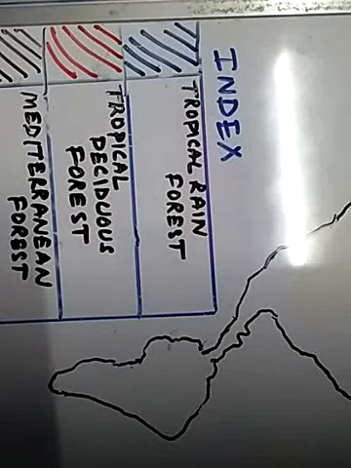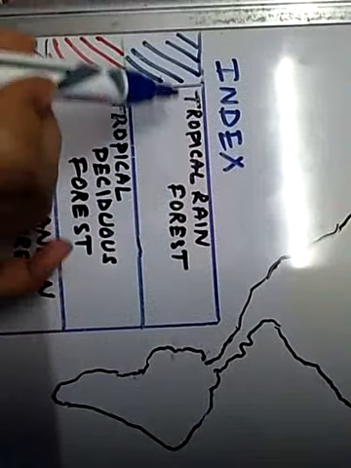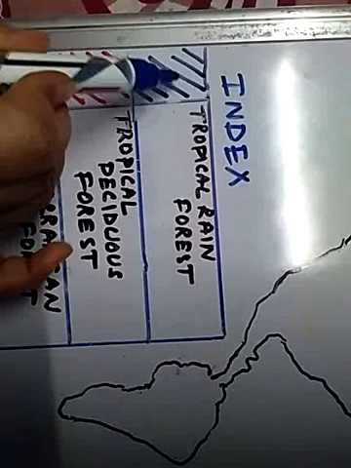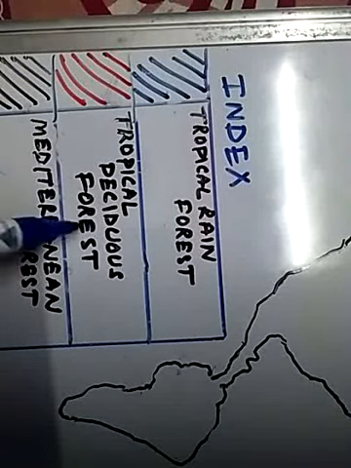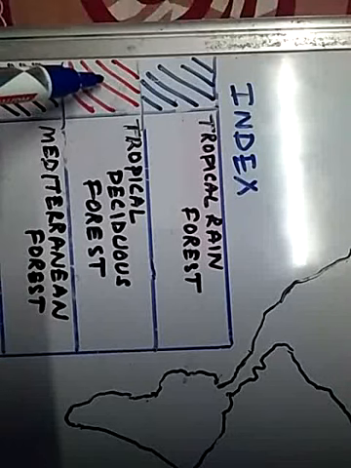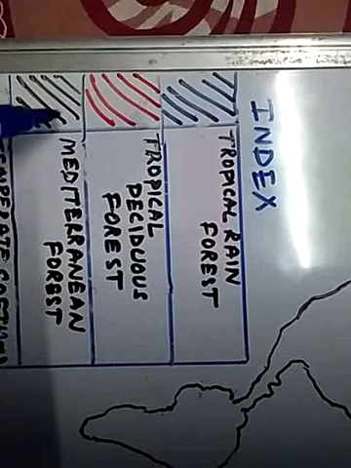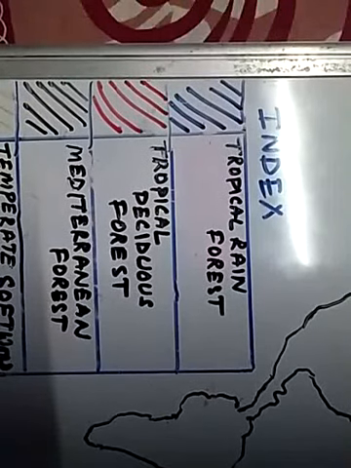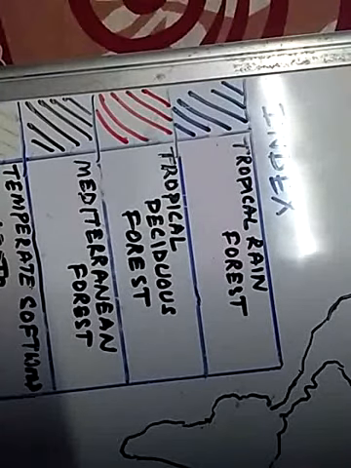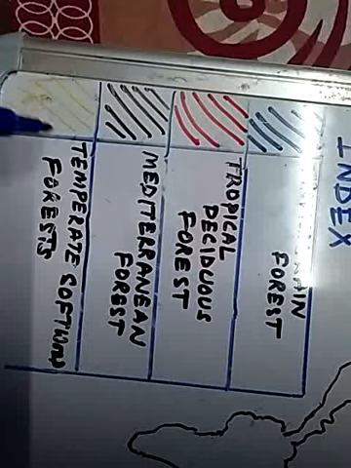First of all, prepare an index. Index showing tropical rainforest, we'll show this in blue color. Tropical deciduous forest will show in red color. Mediterranean forest I am showing in black color. You can choose the color of your choice. Then the temperate softwood forest in yellow color.